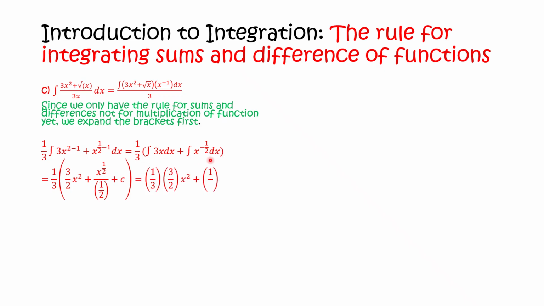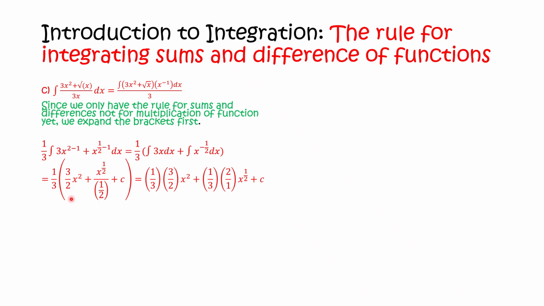And remember, we have over 3, so from the rules of multiplying with the constant multiples, we can take out the 1 over 3 outside the integral function and deal with what's inside, so that we have 1 over 3 times the integral of 3x dx plus the integral of x to the power minus half dx.